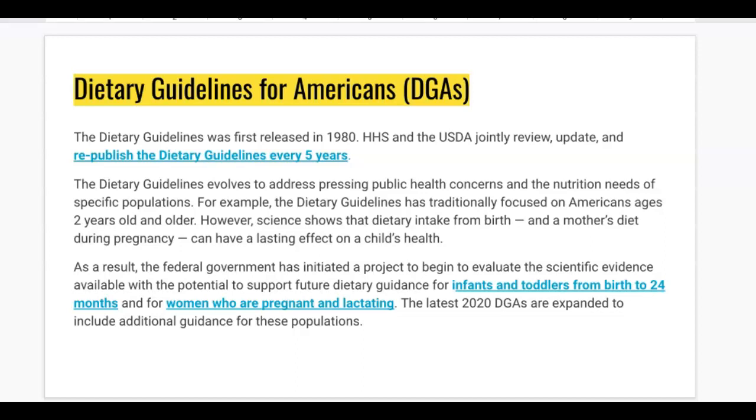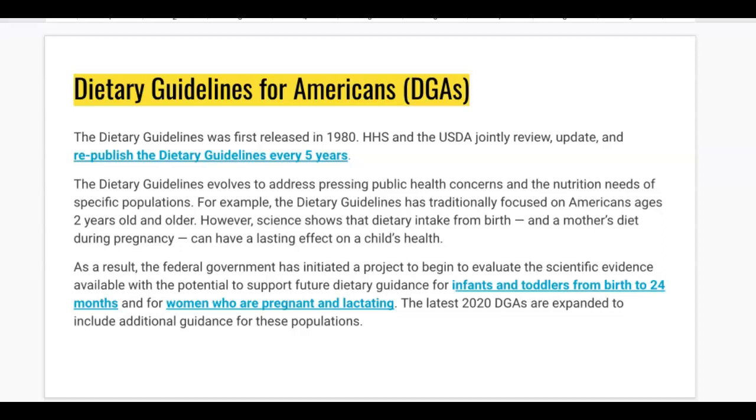So, a little bit of history of the dietary guidelines. They were first released in 1980. But every 5 years, HHS and the USDA come together to review, update, and republish the dietary guidelines. So in 2015, the 2015 to 2020 dietary guidelines were released. So we are actually due this year for the 2020 to 2025 dietary guidelines.